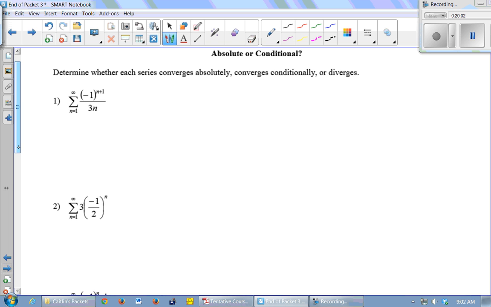All right, so I want you to try doing some work on these. Determine whether each series converges absolutely, converges conditionally, or diverges.